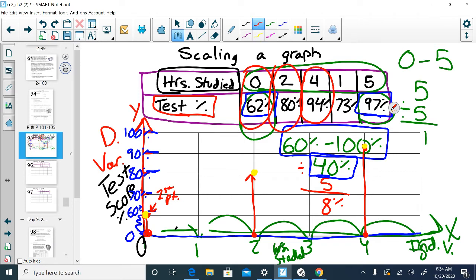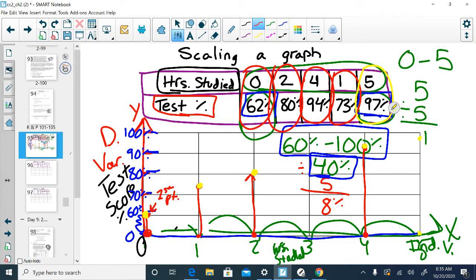Now we're taking a look at 1 hour for 73%. So we're going to go here to 1 hour and up to 73%. And then finally, we're going to look at 5 hours, 97%. So I go over here to 5 hours, and then I go up here to 97%, which would almost be at 100%. All right, so there we see our 5 points.